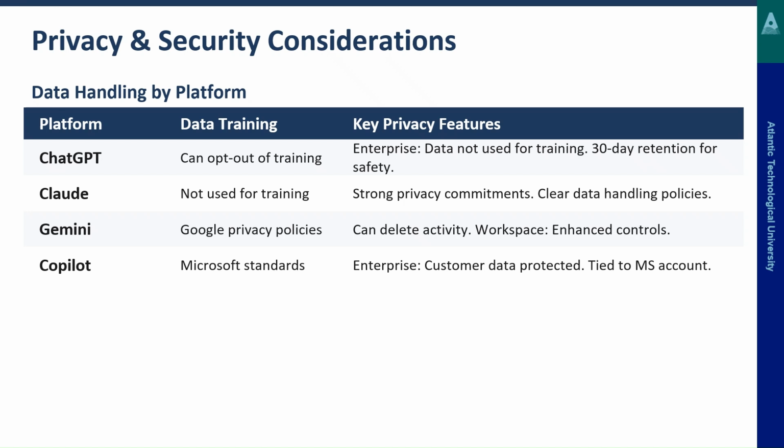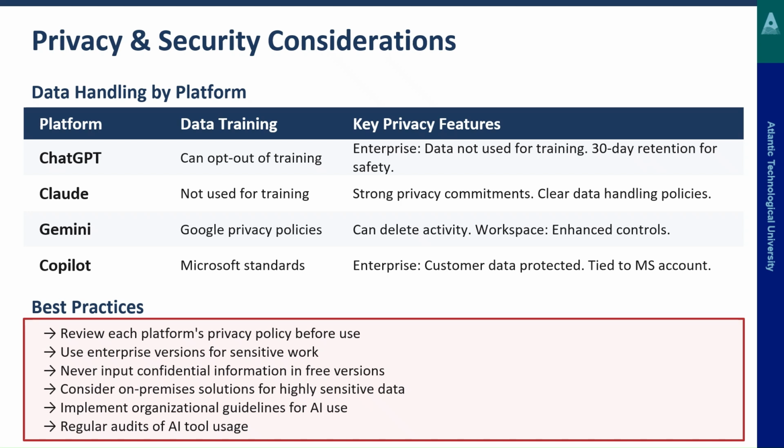So on that, how is the data handled by all of these different models? With ChatGPT, we can opt out of training. What that means is that your data isn't used for training, and we can get this in the pro version and the enterprise version. With Claude, it's not used for training in the paid versions. It is used in the free version by default, but you can tell it not to use your data for training. With Gemini, you can delete the activity, and if you have Google Workspace, then you have a lot more enhanced controls and a lot more privacy there. And with Copilot, your data is protected because it's tied to your Microsoft account. So Microsoft essentially don't let any of your data outside of your organization.